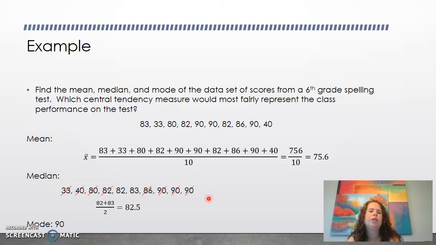Now, to determine which central tendency measure we should use, we need to determine if we have any outliers. The best way to see this is looking at the reordered data. We have 33 and we have 40 down here, but then the next number we have is an 80, and we have 80s and 90s throughout the rest of it. So our best option would be to use the median as our measure of central tendency because we do have outliers.